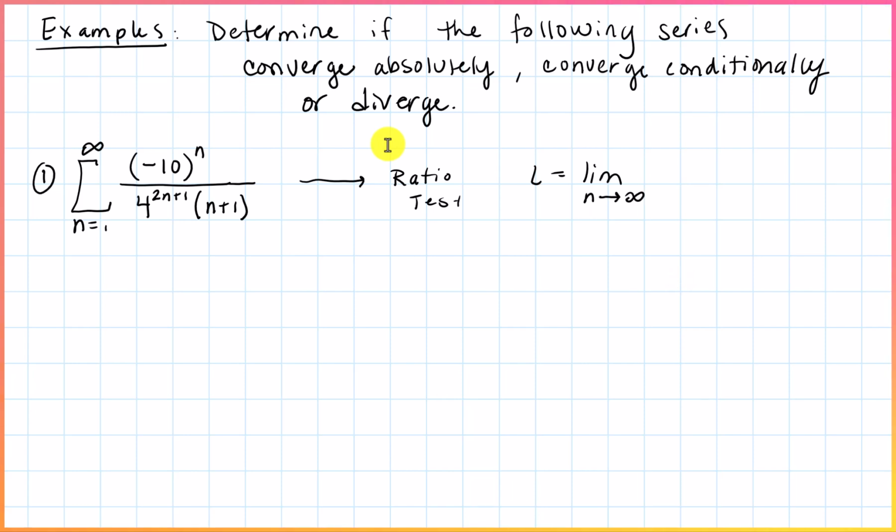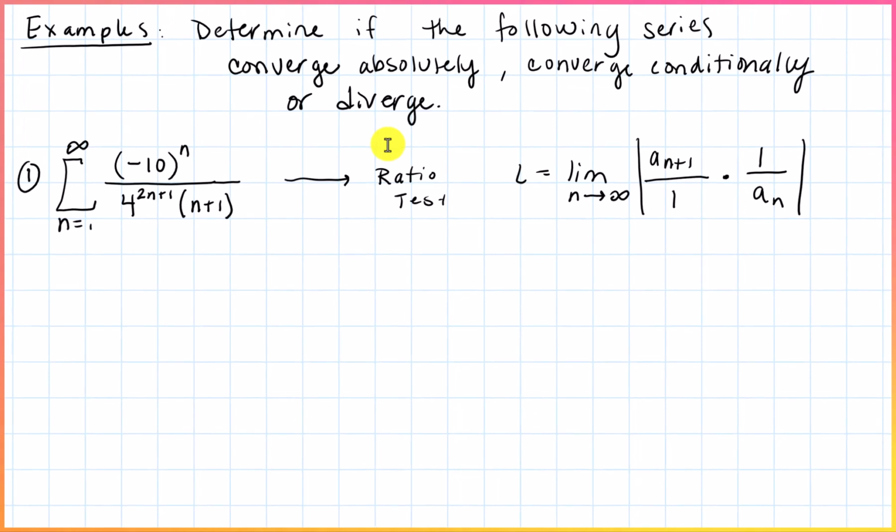So as n approaches infinity, what we're going to do is take the ratio of the a sub n plus 1 term over the a sub n. But it is often a little easier to think of this as the a sub n plus 1 term over 1. So plug in n plus 1 for the index, and then multiply by the reciprocal of 1 over a sub n. And we're taking the absolute value of that ratio and taking the limit as n goes to infinity. So let's see what happens.